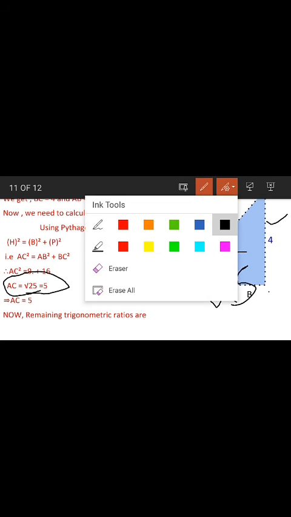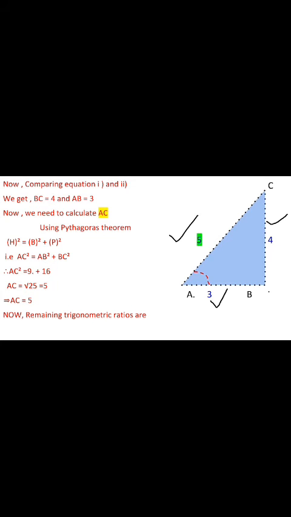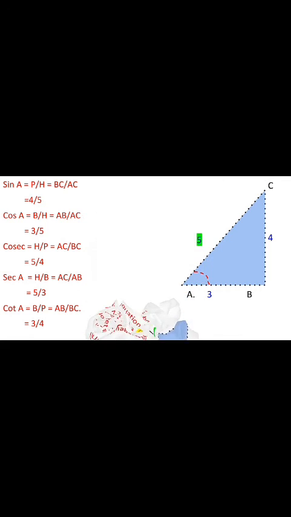Remember class, now the perfect square root of 25 is going to be 5, which implies our third side, that is the hypotenuse, is going to be 5. Here we calculated our third side, that is going to be 5. Now class, since we have the third side, we can go on to find our remaining trigonometric ratios. Now moving to finding the remaining trigonometric ratios.